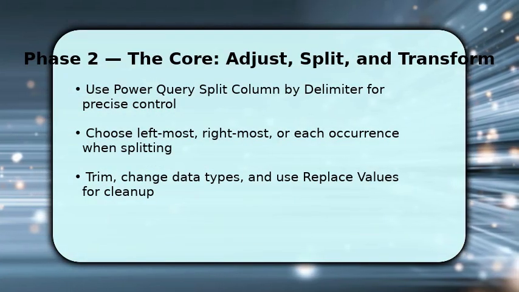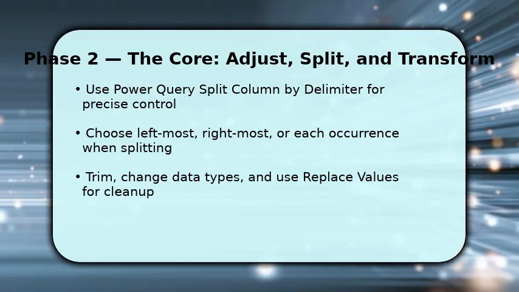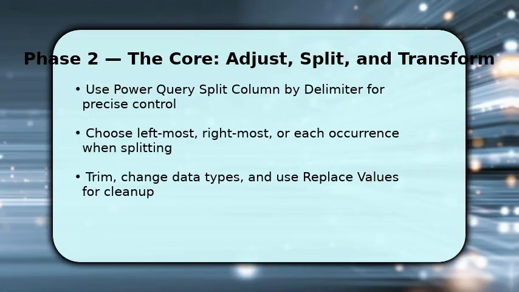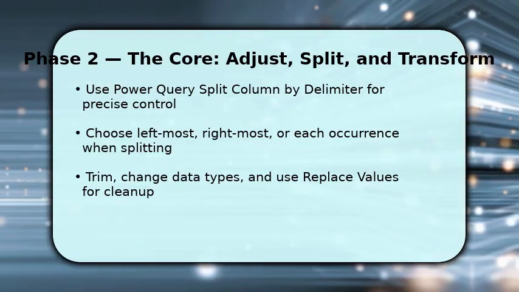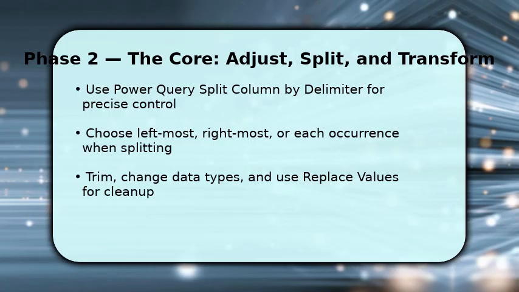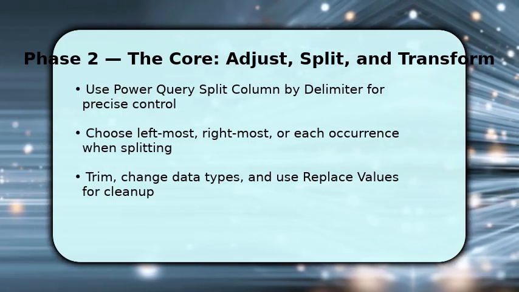Now refine the data. In Power Query, select a column and use Split Column by Delimiter. Choose whether to split at each occurrence, leftmost or rightmost, so fields stay correct. Then apply transformations. Trim whitespace, change type to numbers or dates, and replace values for inconsistent separators.